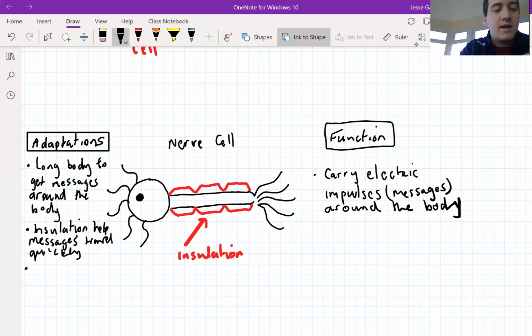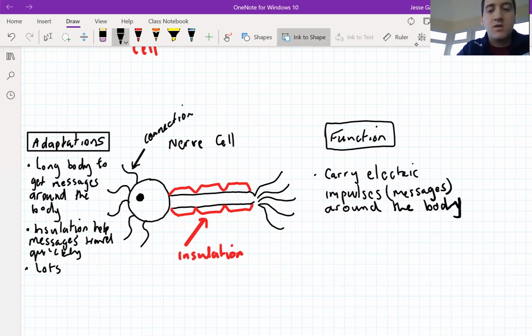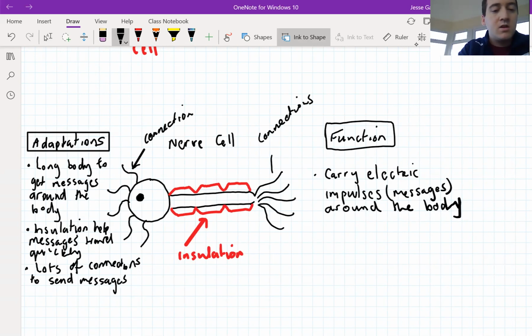And the last thing it has is lots of connections. So you can see here on the head, this is what we call connections, and it's also got connections down here. Lots of connections. The reason why it needs this is to send messages to other cells. So it sends messages to other nerve cells or to other cells.